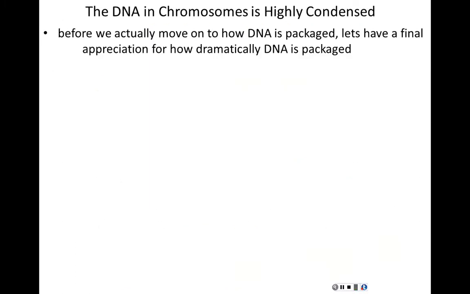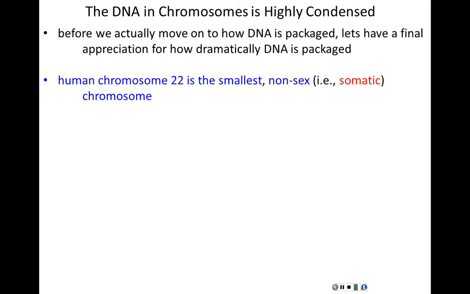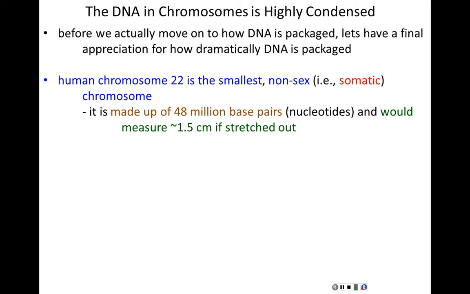All right, so we're going to switch gears in just a moment into the DNA packaging itself and talk a little bit about how DNA is packaged. But before we do that, I'd like to take a final moment to just appreciate how dramatically this DNA packaging is achieved. The smallest somatic chromosome in our genome, the smallest non-sex chromosome that we have as human beings, is chromosome number 22. Chromosome number 22 consists of 48 million base pairs. That's 48 million nucleotide pairs.